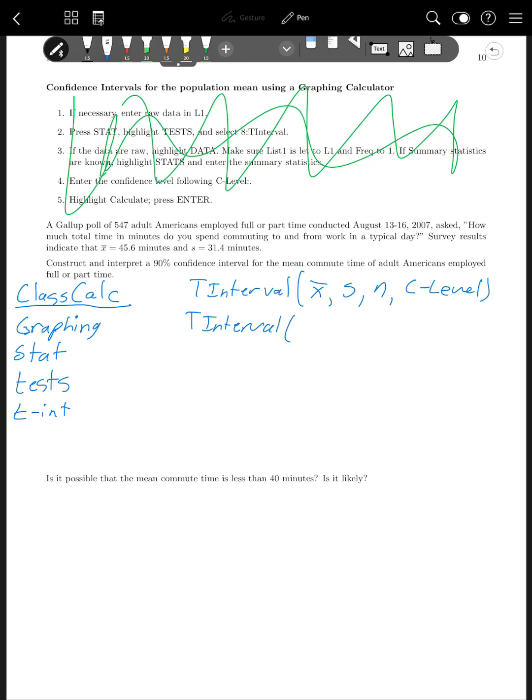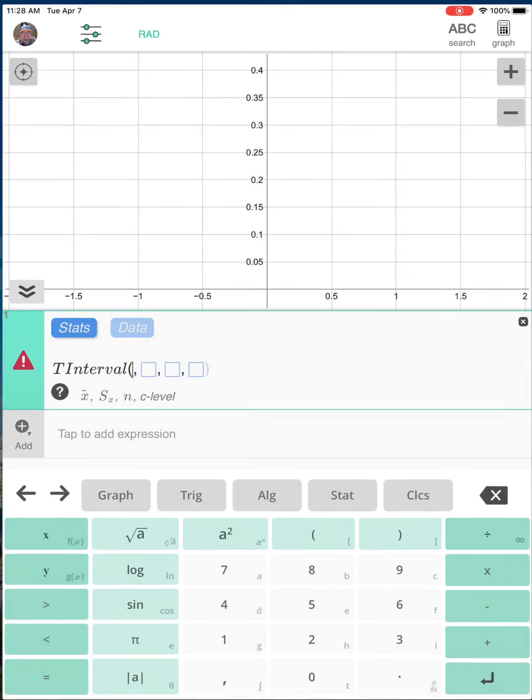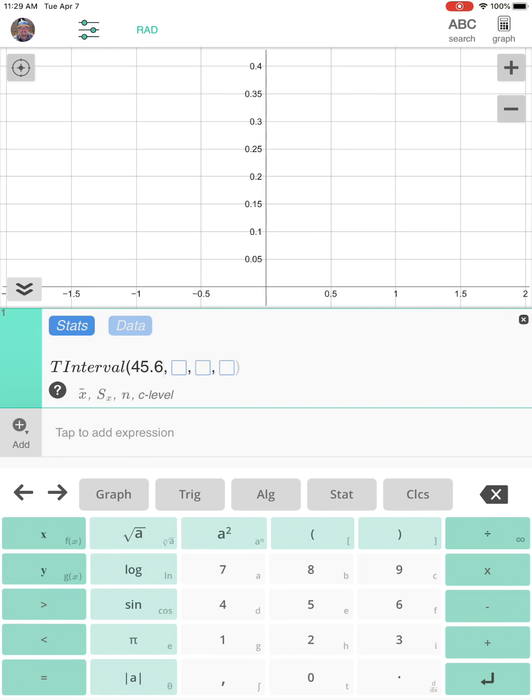So if we go back to our problem here, we're going to do t-interval, and then it's going to be our mean, our standard deviation, our sample size, and our confidence level. And so we just have to fill in those. In this case, it says a Gallup poll of 547 adult Americans employed full or part-time, conducted August 13th to the 16th, 2007, asked how much total time in minutes do you spend commuting to and from work in a typical day. Survey results indicated that 45.6 minutes was the mean and the standard deviation was 31.4 minutes. Construct and interpret a 90% confidence interval for the mean commute time of adult Americans employed full or part-time.